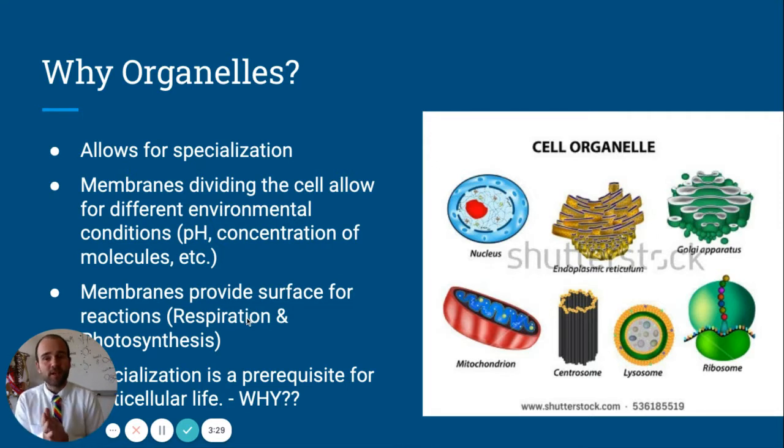Well, it allows for specialization, so we can have different tasks being done in different parts of the cell. In prokaryotes, it's just kind of all over the place. Membranes that divide the cell allow for different environmental conditions. So when we specialize and compartmentalize, we can have different pHs, different concentrations of molecules. If you're trying to do a very specific job and you need a lot of calcium, these membranes let us keep all our calcium in one place. Or if you're breaking down things and you want it to be really acidic, we're going to keep those acids in one place so that they're not destroying other parts of the cell.